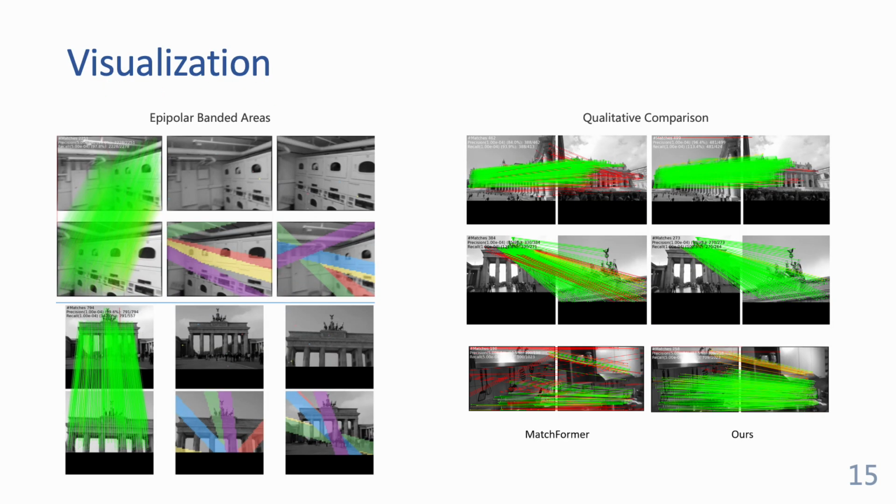These are some visualization results. The left is the points and corresponding epipolar banded areas in source images, and the right is a qualitative comparison between MatchFormer and our proposed method.